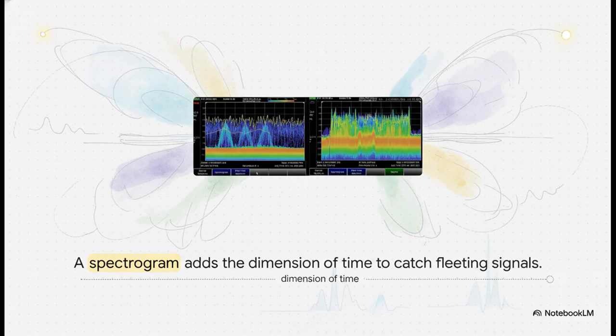Well, this is where the next evolution of our magic window comes in, the real-time spectrum analyzer. Instead of just a snapshot, it creates something called a spectrogram. You can think of it like a heat map of signal activity. It adds that other crucial dimension, time. So now engineers can see not just what frequencies are being used, but when they're being used. And that lets them catch those fleeting, pesky signals that used to be impossible to find.